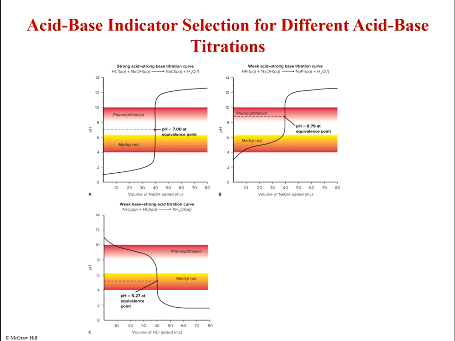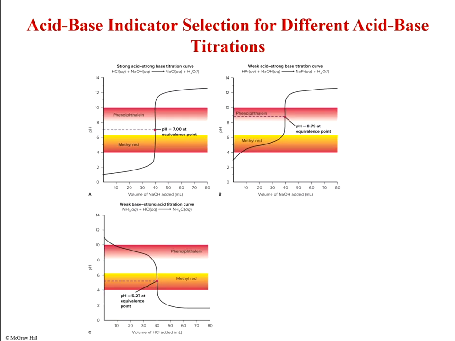So here we see 3 different acid-base titrations. We've first got a strong acid, strong base titration in the upper left. And of course, for a strong acid, strong base titration, the equivalence point pH is 7. And you can see that there's a very large pH change right around the equivalence point. So from a volume of about 39.5 to 40.5, you can see the pH changes almost 10 pH units.